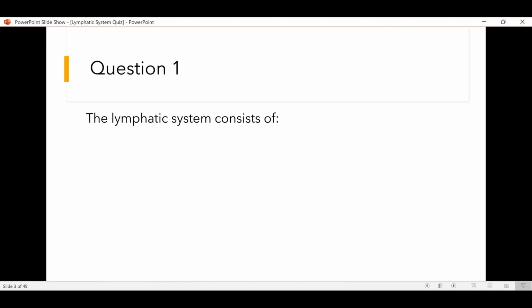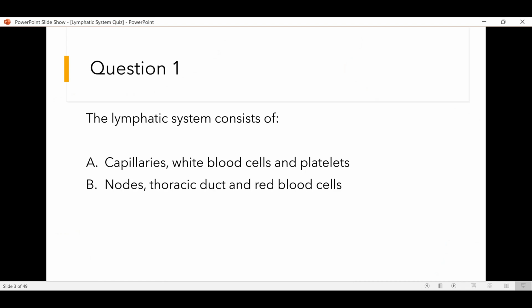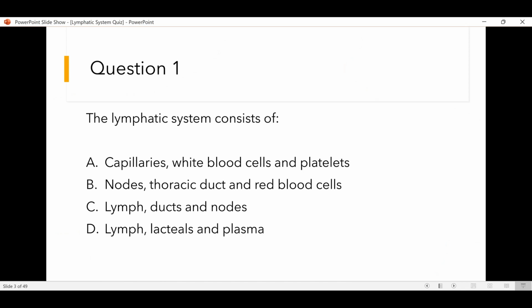So as always, with a VTT question, you'll get probably a question about what is in the lymphatic system. So it consists of, is it capillaries, white blood cells and platelets, nodes, thoracic duct and red blood cells, lymph ducts and nodes, or lymph lacteals and plasma.